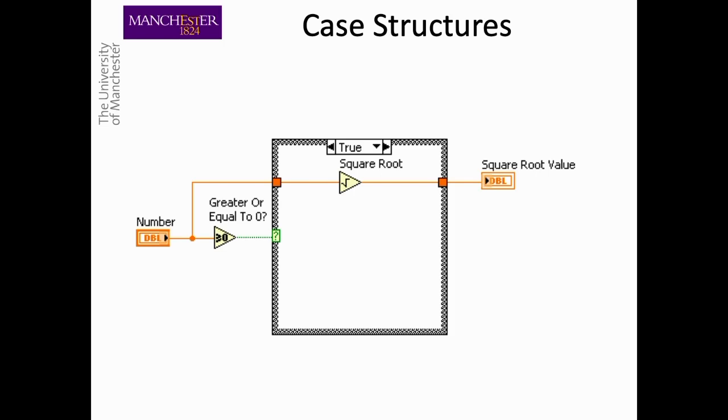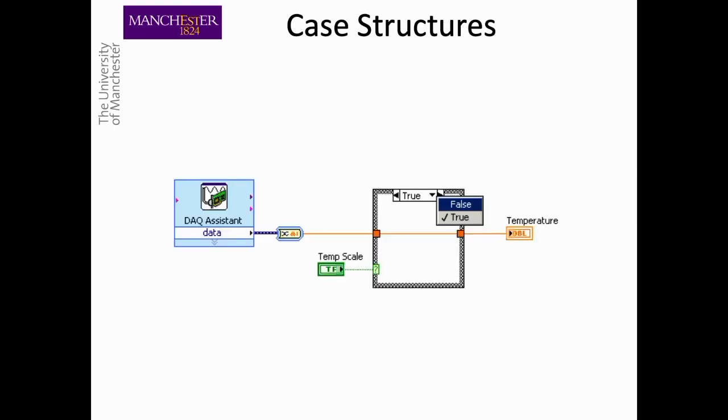What's this piece of code doing? Well, there's a number that I'm setting on my front panel. It's saying, is that number greater than or equal to zero? If it is, it's going to be true and it's going to do the square root of it. If it isn't, it's going to do something else. And I can't see what that is. But we could have a look at that. The way I would look at it is I would click the top here and I'd click false or I'd click true. Okay? Here we're just doing some stuff where we're collecting some data.